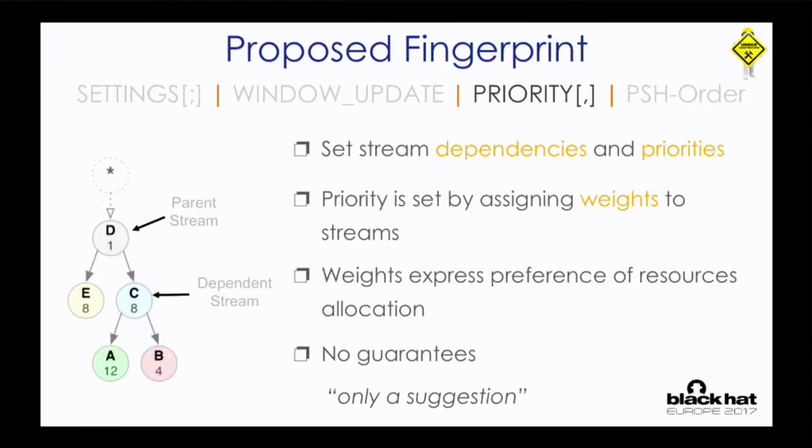For example, in this example, the client is telling the server, listen, if you have some kind of resource limitations, please use your resources first on stream D. Once you are done with D, use your resources for stream E and C, and each of them has a weight of 8. That means that the resources between them should be split 50% and 50%. Once you're done with stream C, please allocate your resources to stream A and B. And if the weights are 12 and 4, we can surmise that 75% of the resources should go to stream A, and 25% should go to stream B.